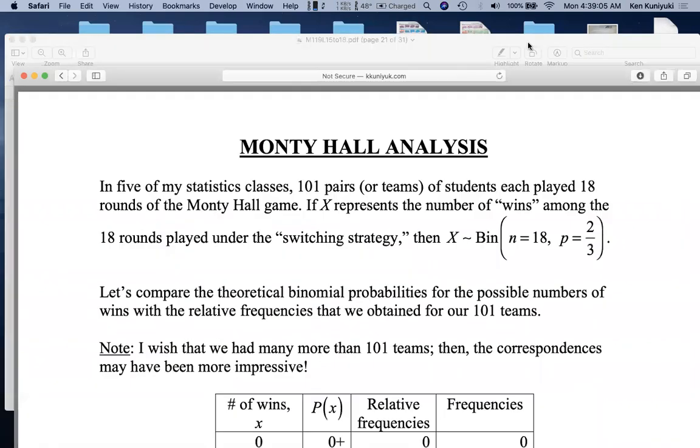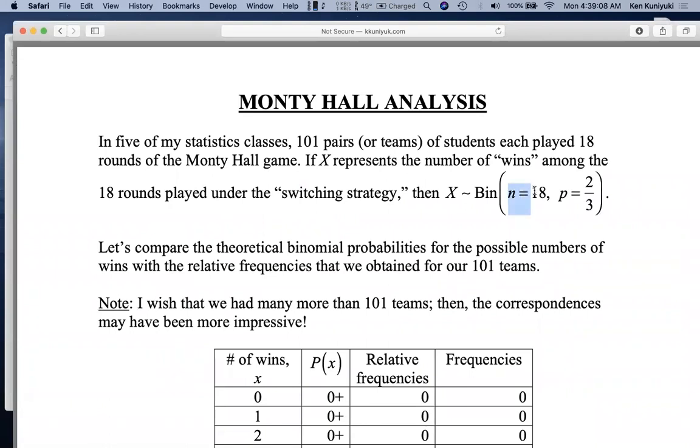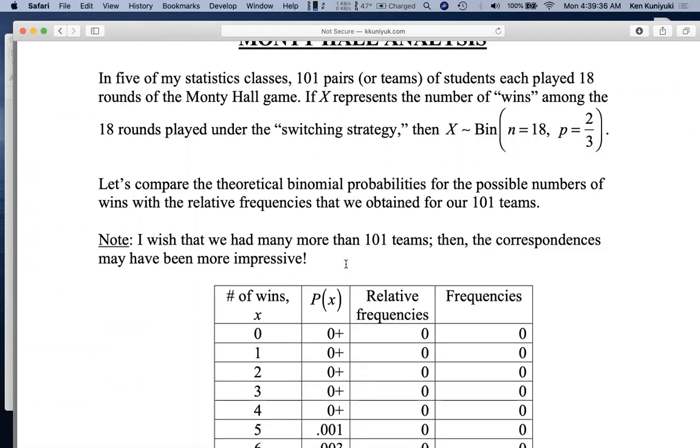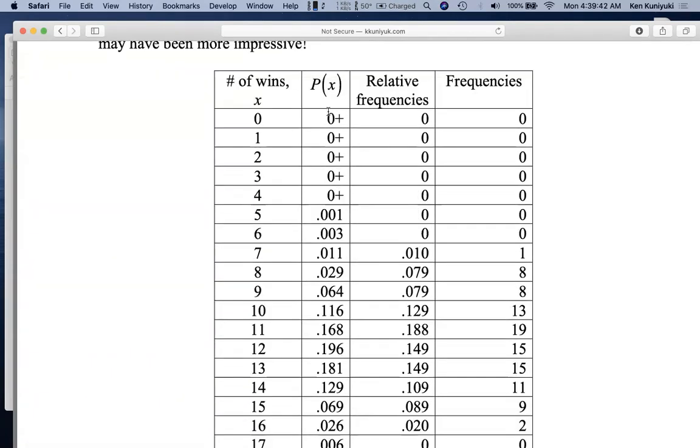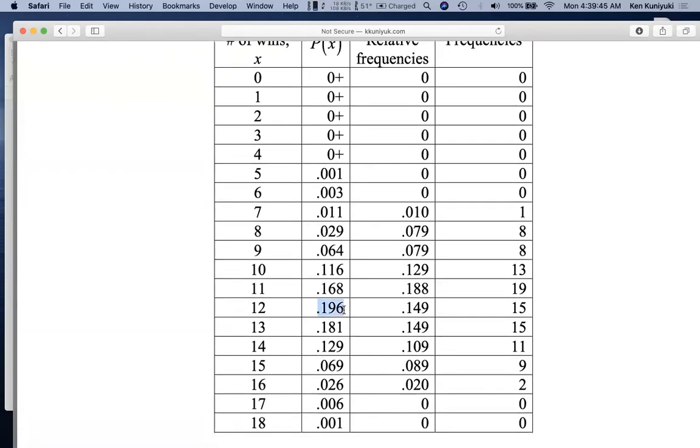So in the Monty Hall problem, we had students in teams play 18 rounds of the Monty Hall game. X counted the number of successes among those 18 rounds. And it turned out that X had a binomial distribution where n, the number of trials or rounds, was 18, and p, the success probability per round, was, perhaps surprisingly, 2/3, not 1/2. And we saw that this distribution in tabular form looked like this. X, the number of wins, went from 0 to 18, and here are the corresponding probabilities, with a peak at 12.